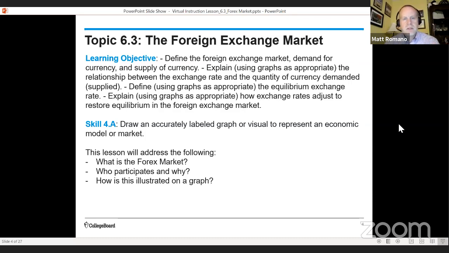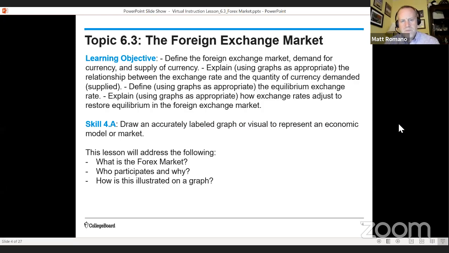it's one big topic. Define the foreign exchange market, demand for currency, supply of currency. That's like defining any other market. Explain the relationship between exchange rate and quantity of currency demanded. Define the equilibrium exchange rate, and then finally explain how exchange rates adjust to restore equilibrium in the foreign exchange market. So it sounds like a lot, but at this point, here we are in Unit 6, a long time ago, and we're going to go back and review a little bit.